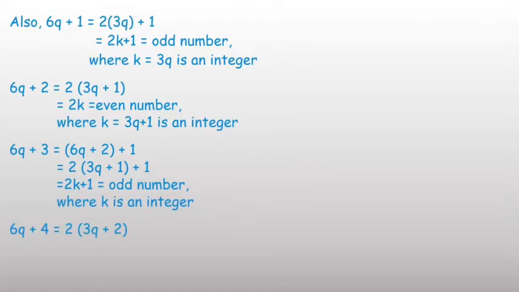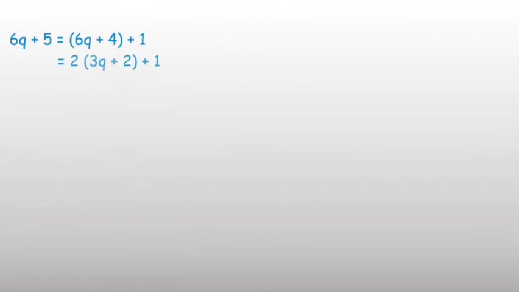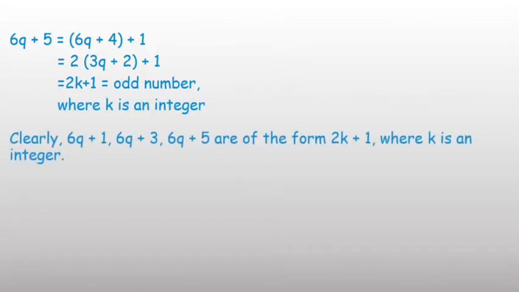If remainder is 4, means 6q plus 4 form, which we can write in the form of 2k, means even number. 6q plus 5, which we can write in the form of 2k plus 1, means odd number. From above, easily you can observe that 6q plus 1, 6q plus 3 and 6q plus 5 are of the form of 2k plus 1, where k is an integer.